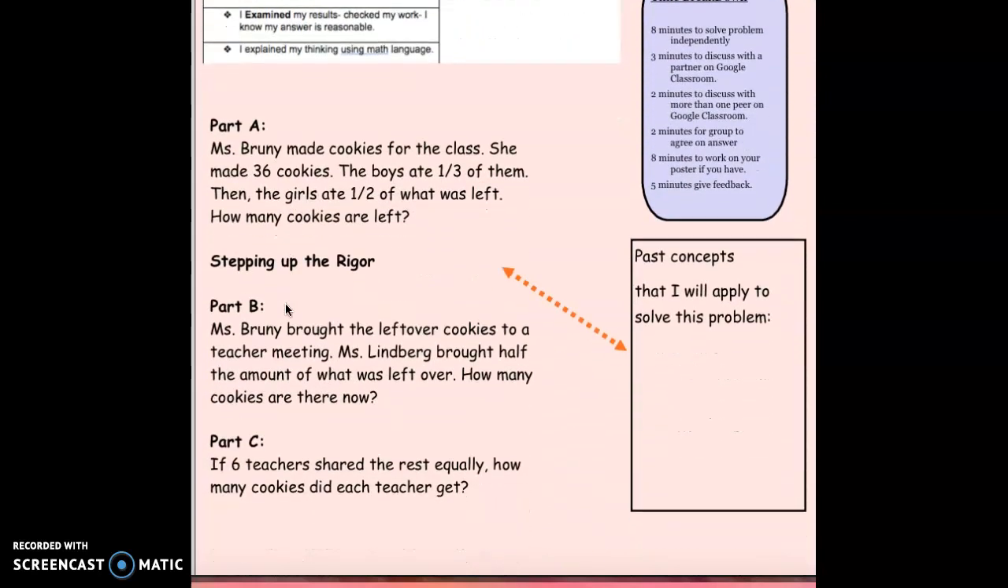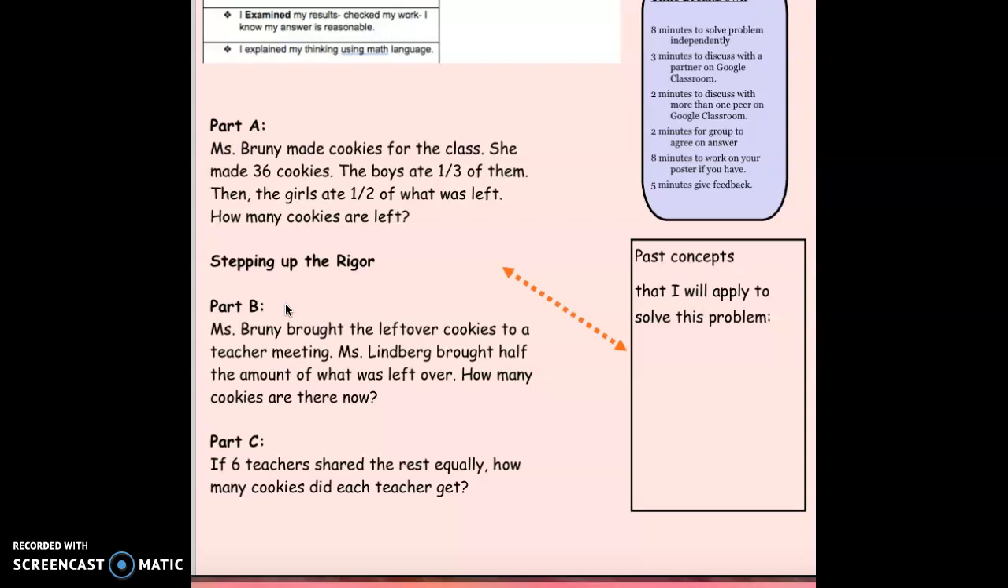Let's get right into the problem. Miss Bruni made cookies for the class. She made 36 cookies. The boys ate 1/3 of them. Then the girls ate half of what was left. How many cookies are left? Part B. Miss Bruni brought the leftover cookies to a teacher meeting. Miss Lindbergh brought half the amount of what was left over. How many cookies are there now? Part C. If 6 teachers shared the rest equally, how many cookies did each teacher get?